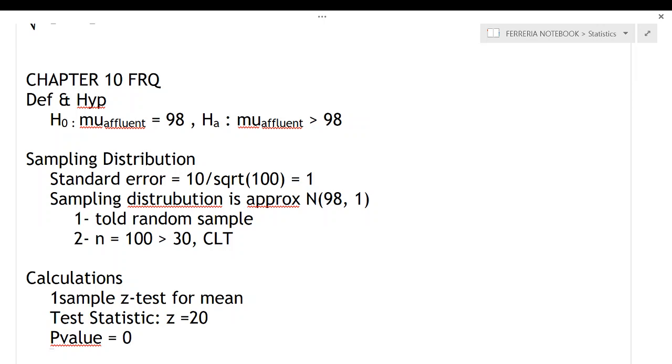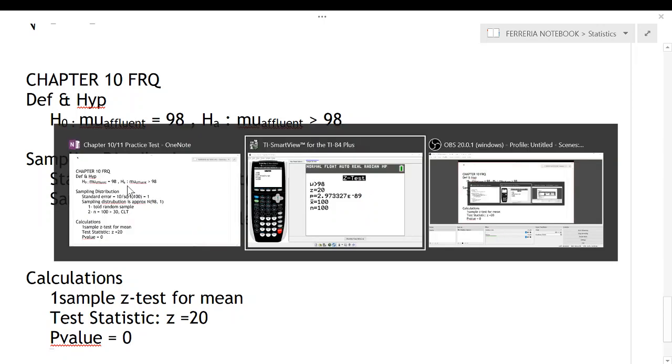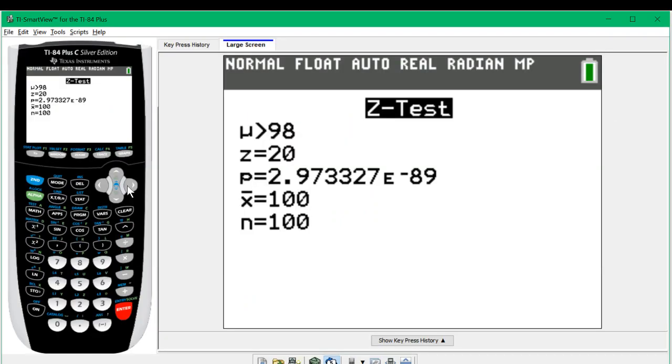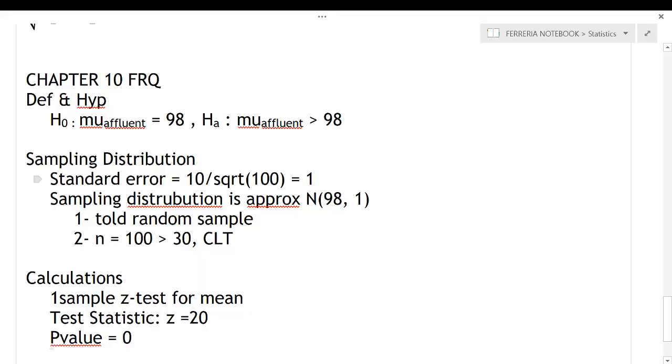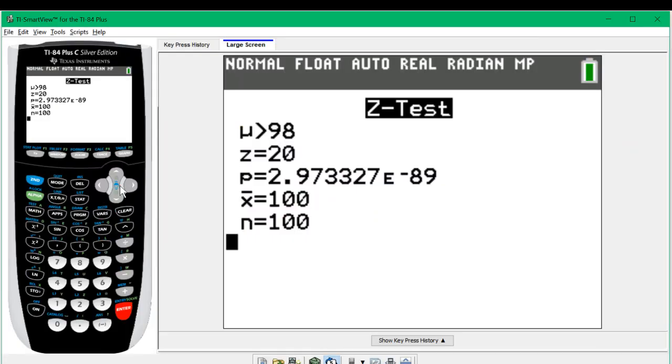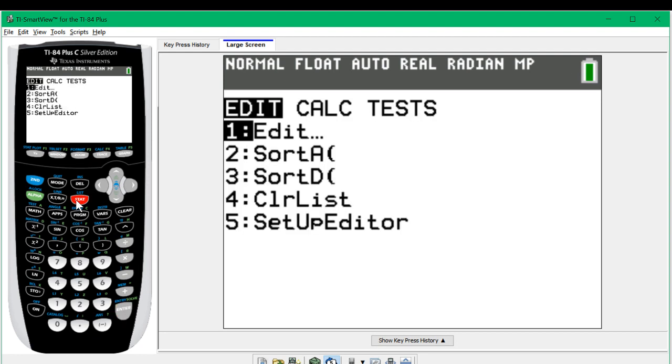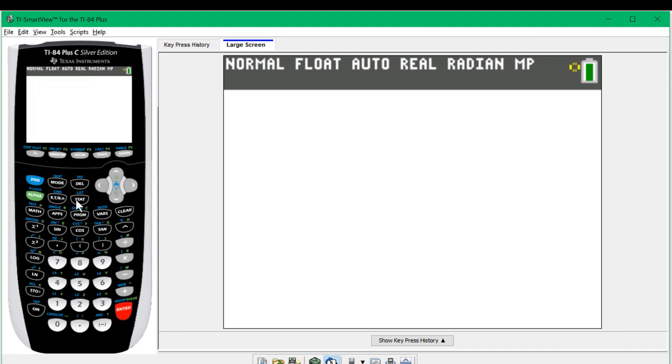I'm not sure. Like 100 to 98, the mean is not that different from the sample. Like the mean of the population, the sample is pretty similar. Well, what was our standard error? 1. So that's 2 standard deviations. That's correct. Well, then we should get 2. Shouldn't we get 2 then? I don't know.